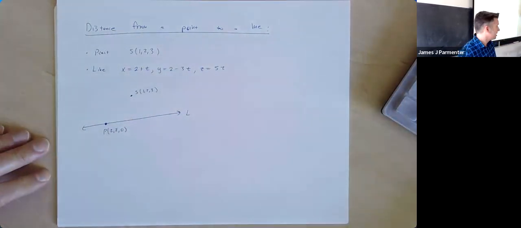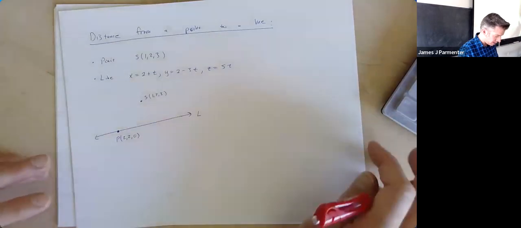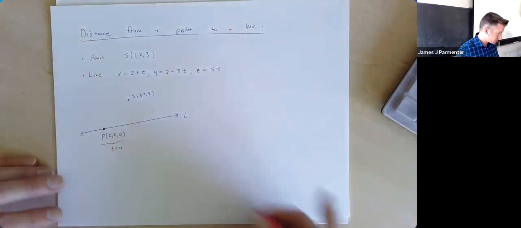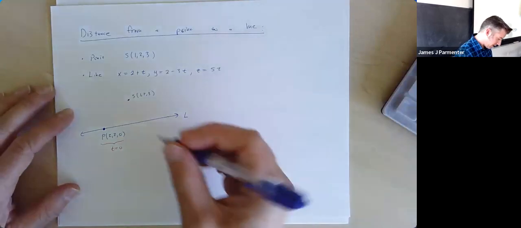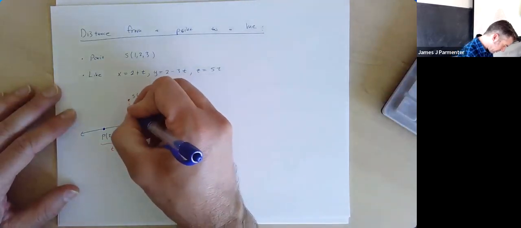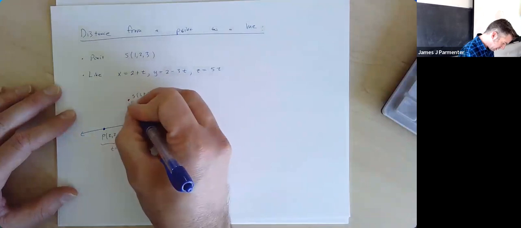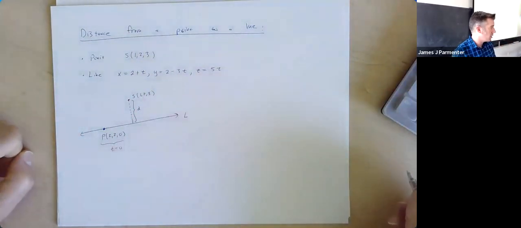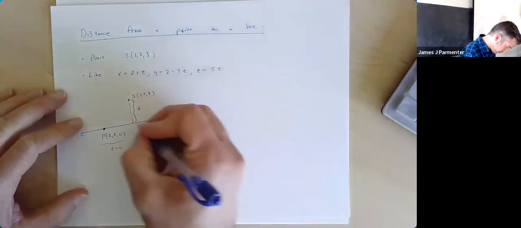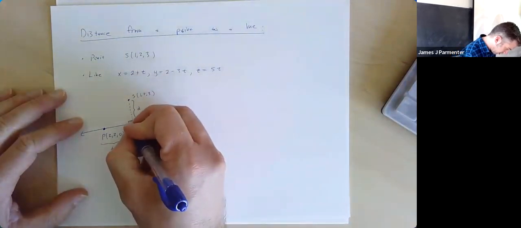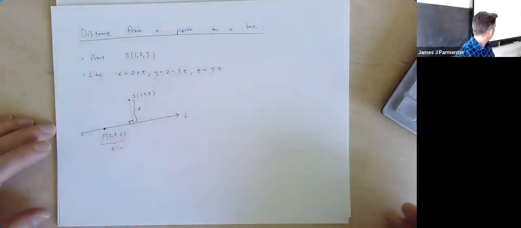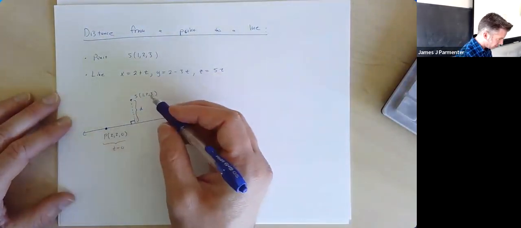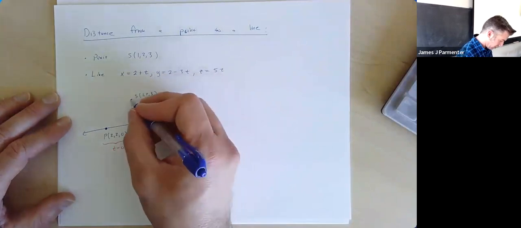But I will say you can literally choose any point on the line and it will work. So the idea is we're trying to find this distance here, the perpendicular distance from the point to the line. What we're typically going to do is draw a vector from the point we actually know to the point that is not on the line.